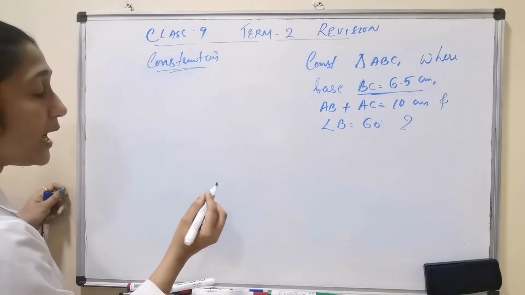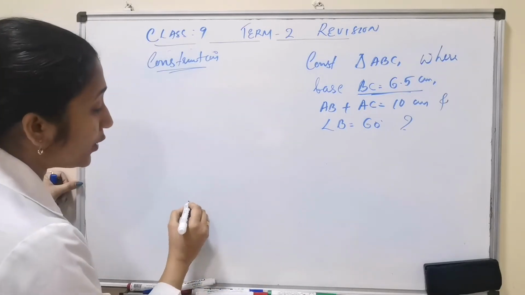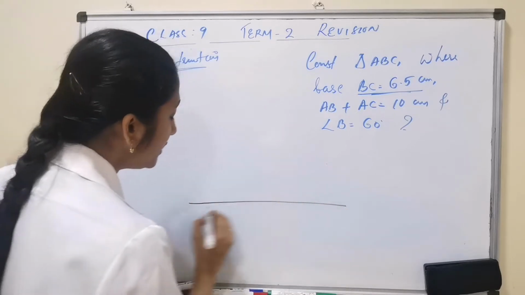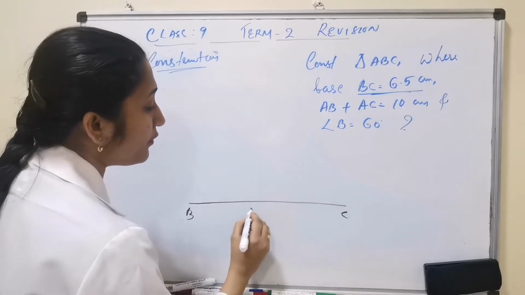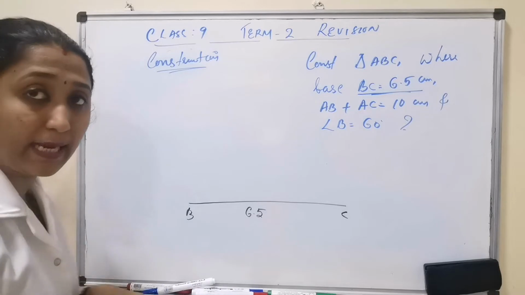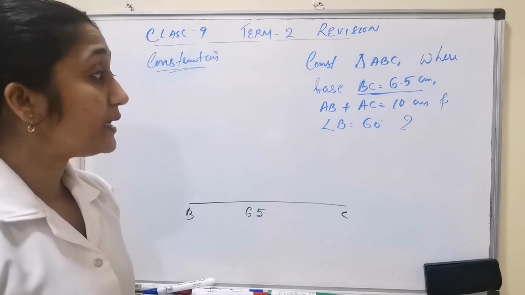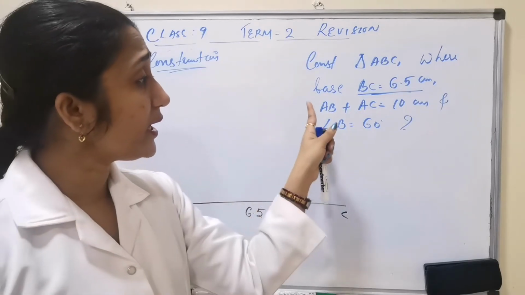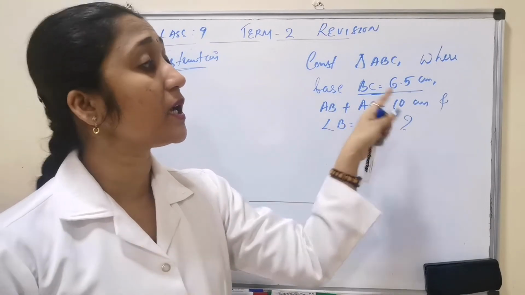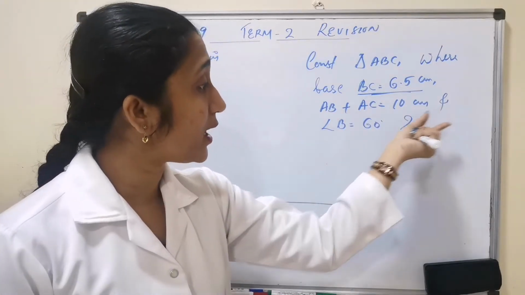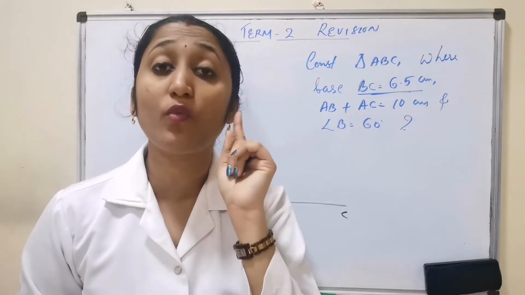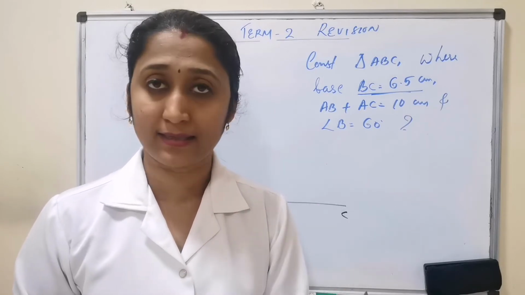First of all, take your scale and draw BC. So this is BC, 6.5. You have to measure with your scale. After that, AB plus AC equal to 10 cm is given, and also angle B. Next step, we want to construct that angle.